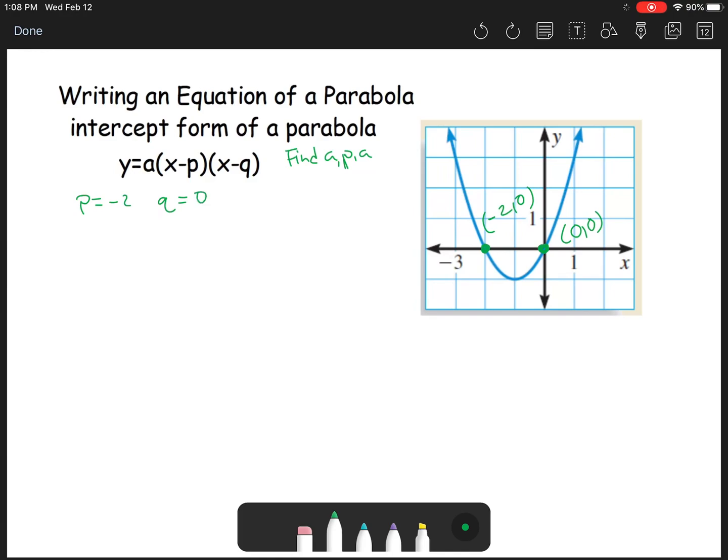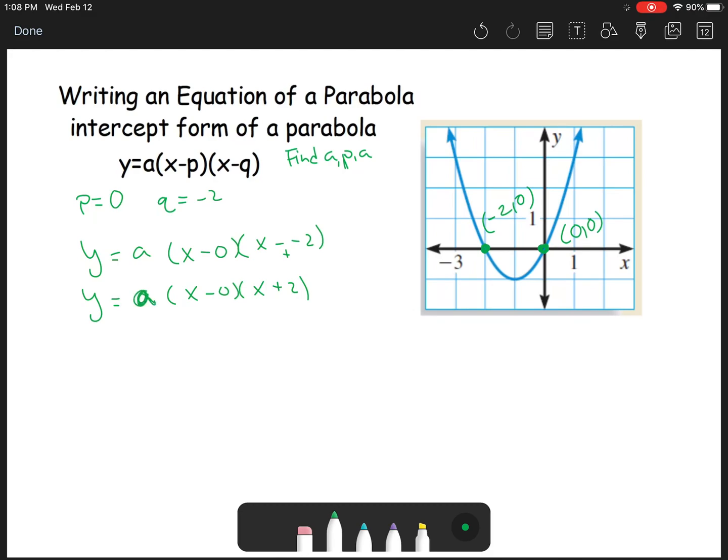And it doesn't matter which one you have be p and which one you have be q. You could flip those around if you wanted. You'll end up with the same answer in the end. Then, after you have p and q, we still need to find a. So let's look at what we have with p and q plugged in there. Instead of x minus p, we'll have x minus 0. Instead of x minus q, we'll have x minus a -2. Well, minus a -2 is really just adding, so I'm going to rewrite this as y equals a times x minus 0 times x plus 2.